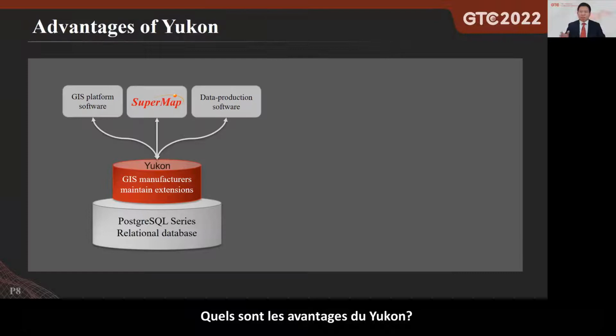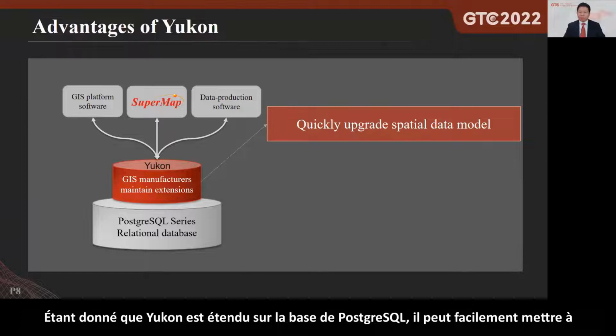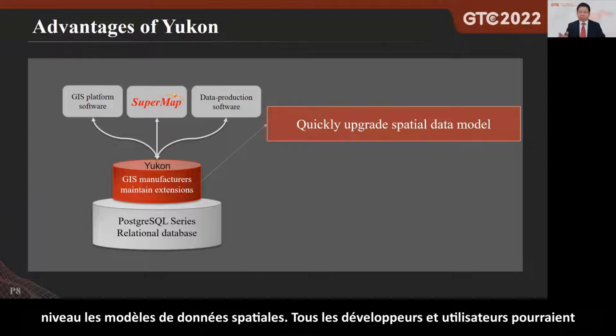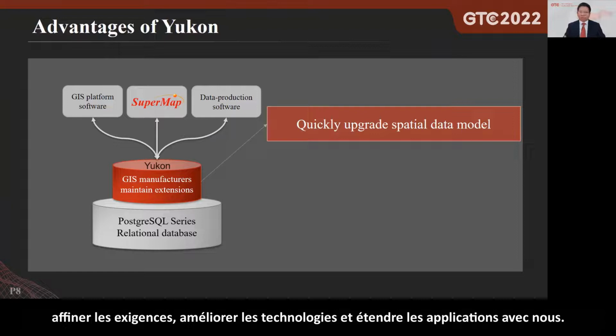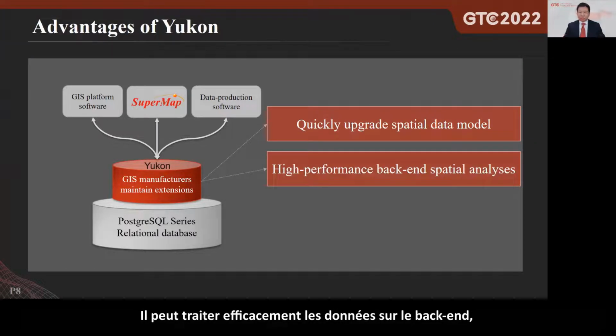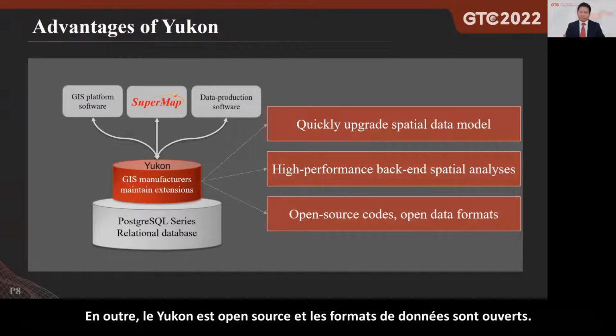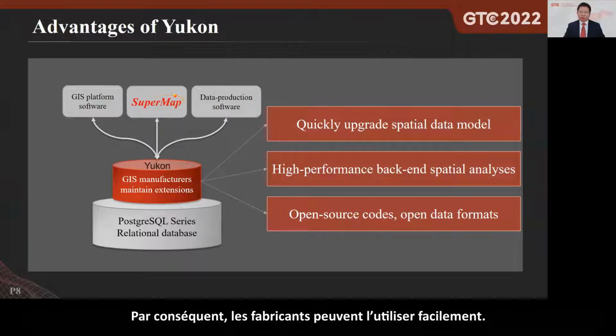What are the advantages of Yukon? Since Yukon is maintained by SuperMap, we can upgrade spatial data models quickly according to the development of GIS technologies. It can analyze spatial data on the backend, greatly improving the spatial analysis performance. Besides, Yukon is open source and data formats are open. Therefore, other GIS and serving software manufacturers can use it directly.